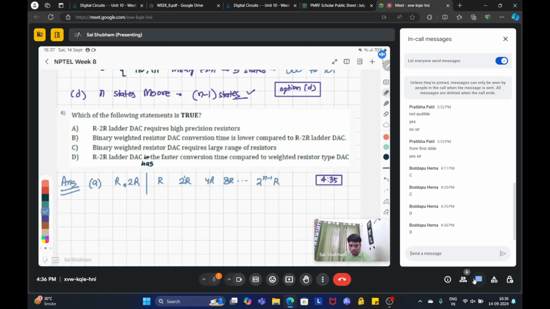So the output value is highly dependent on the resistance of each one of them. Okay. Any slight variation, suppose instead of 2R, if it is 2R plus some delta, this is also 4R plus some delta. So the conversion will have huge variance. Okay. So we need high precision resistors in case of binary weighted DAC.